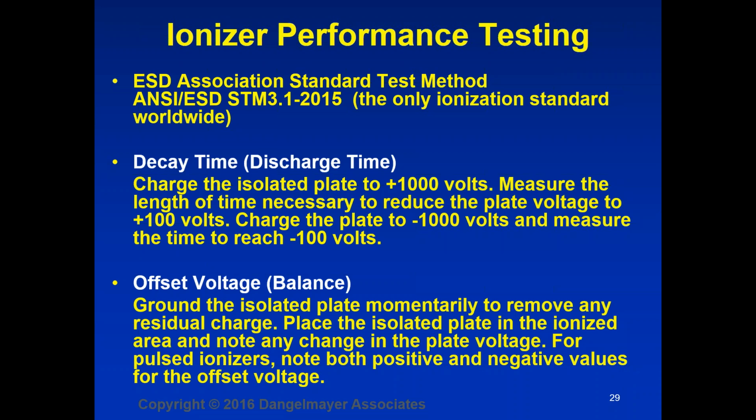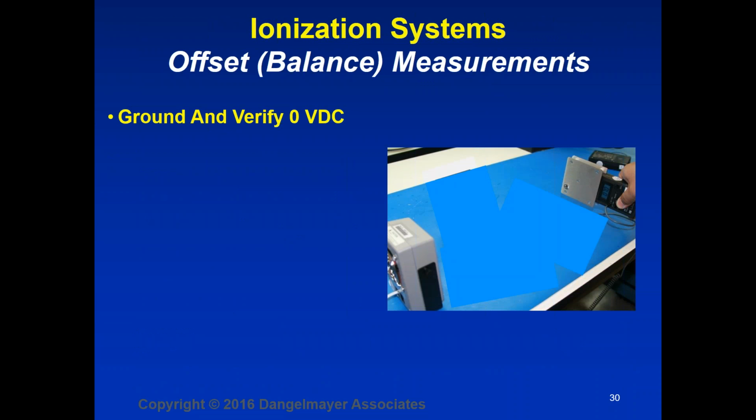Next slide. Okay, we have some diagrams here to show you some of the measurements. What you see on the left is a small benchtop ionizer, and what you see on the right in the picture is that handheld field meter and isolated plate combination. You would first ground the plate momentarily to verify and adjust the meter to 0 volts.